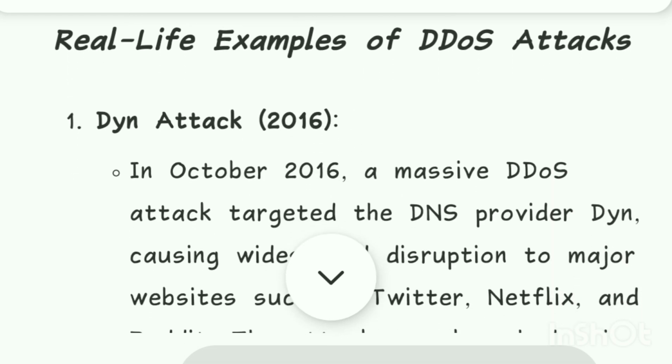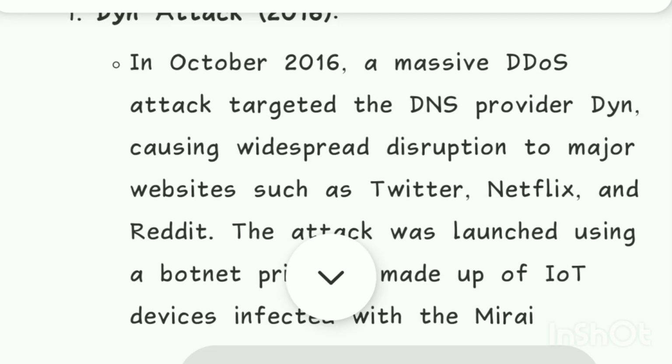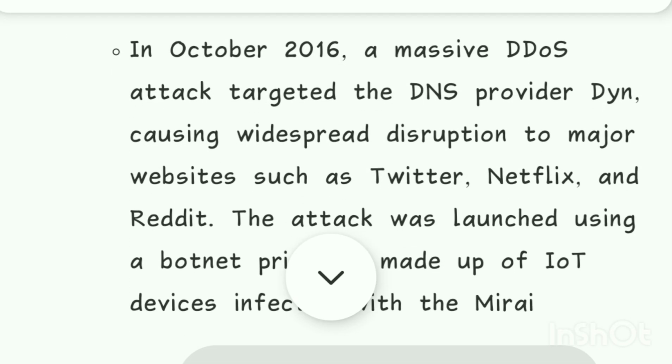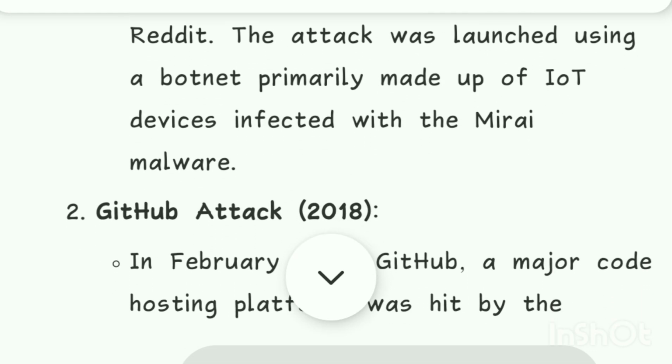1. Dyn attack 2016. In October 2016, a massive DDoS attack targeted the DNS provider Dyn, causing widespread disruption to major websites such as Twitter, Netflix, and Reddit. The attack was launched using a botnet primarily made up of IoT devices infected with the Mirai malware.